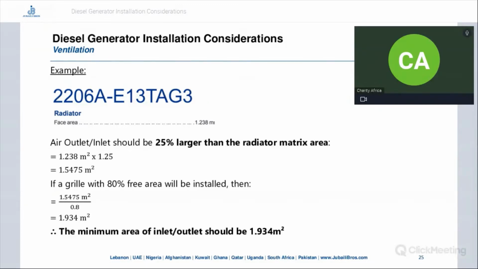Suppose we will install a grill or a louver in front of the radiator ducting, we'll have to consider this restriction on the grill. Suppose the free area is 80%, we'll divide the area of the outlet and the inlet by the 80%, so 1.55 square meters divided by 0.8. Therefore, the minimum area of the inlet and outlet should be 1.934 square meters. So 2 square meters of inlet and outlet should be acceptable.